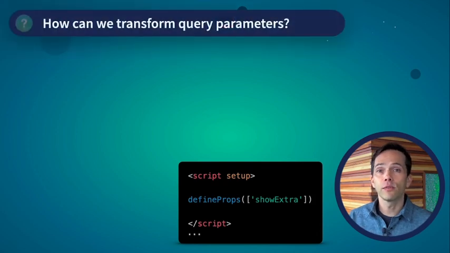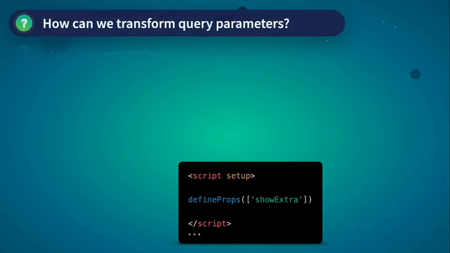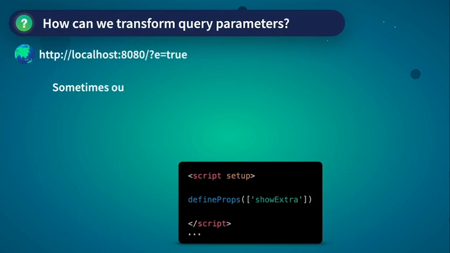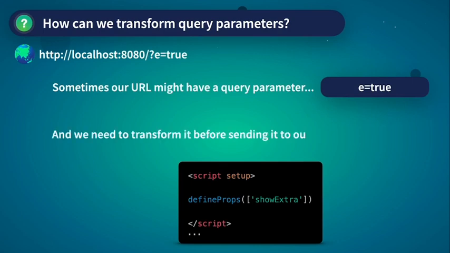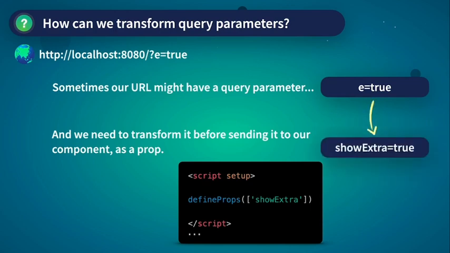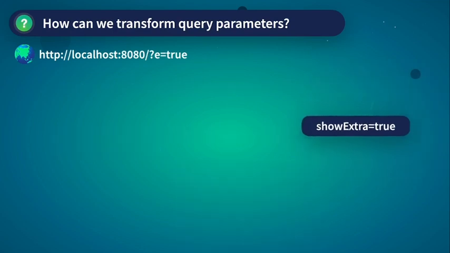Sometimes you might want to transform query parameters. For example, if we had this URL, notice that query parameter of e equals true. In the case of the previous code, we might need to transform it before sending it into our component as a prop. So here we set e equals true, but really we want to send in showExtra equals true into our component. So how do we transform that query parameter?